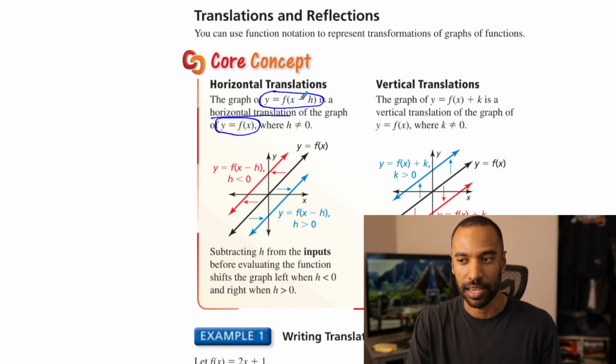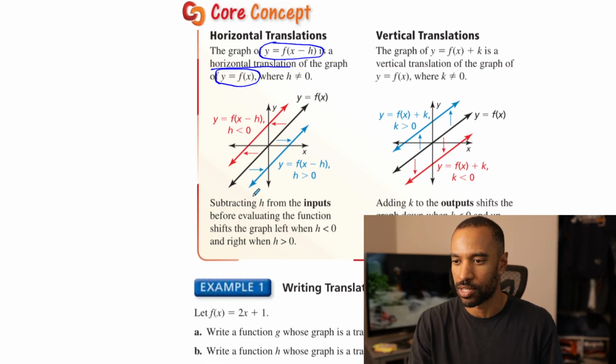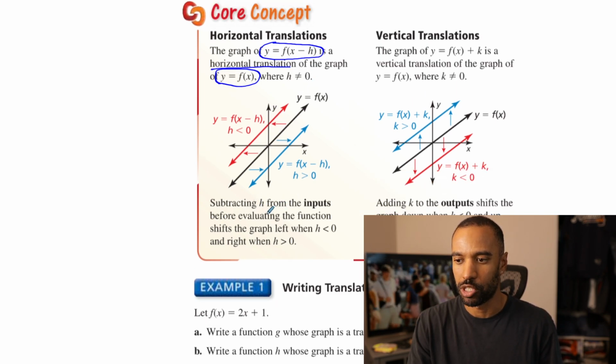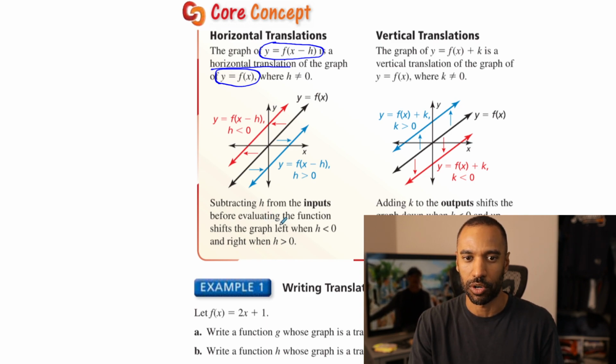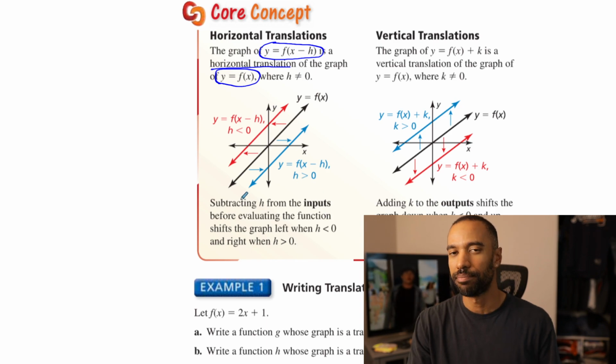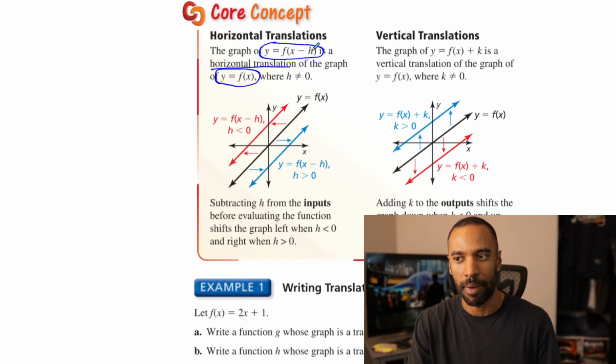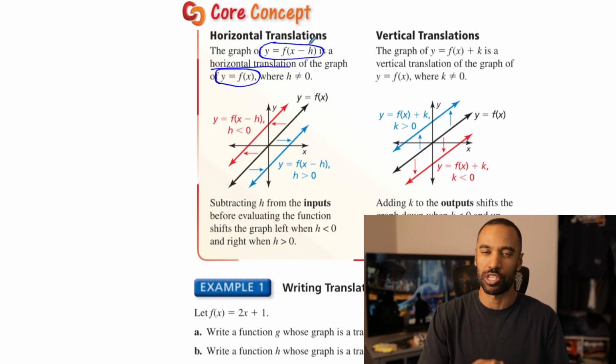Now, notice it does say x minus h. I don't know if they're going to be talking deeply. Well, let's see what this says. Subtracting h from the inputs before evaluating the function shifts the graph left when h is less than 0 and right when h is greater than 0. It's a very technical way of stating that, yeah, when h is a positive number, you'll see a minus in here. You have to flip the sign to see which way you go.